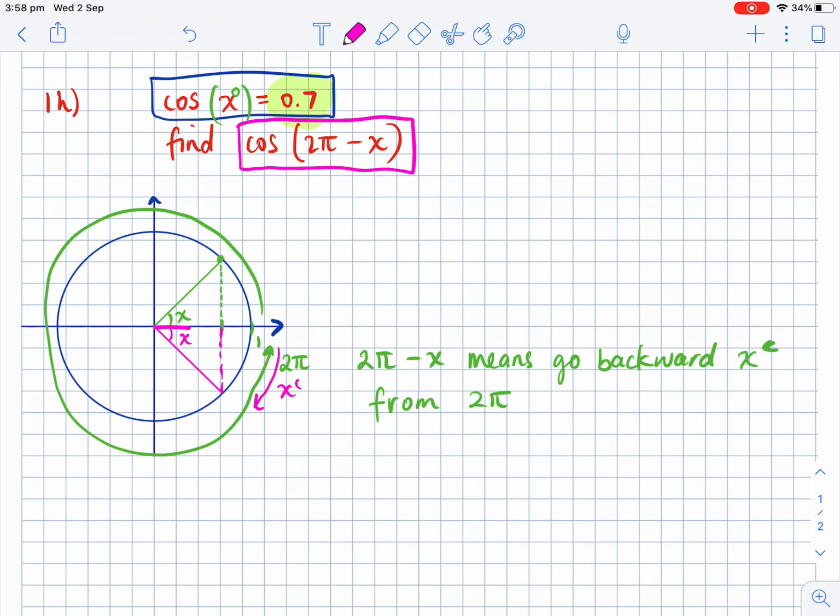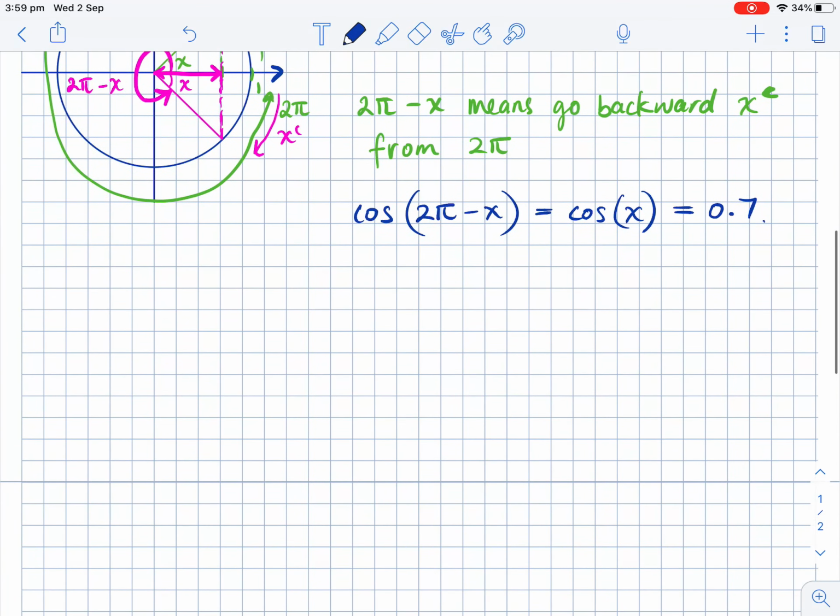Okay, so I want to find the cos value. I want to find out this distance. Because it's cos, I'm finding the horizontal distance for the angle all the way around to here, which is 2 pi minus x. I know I'm repeating myself, just want to really drum that in. Now I can see the horizontal distance is exactly the same as the horizontal distance that I started with. So what does that mean? That means that cos of 2 pi minus x is exactly the same as cos of x, which means it also equals 0.7. And that's the end of the question.